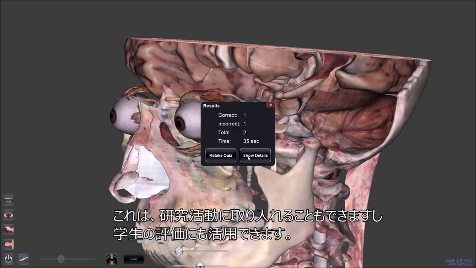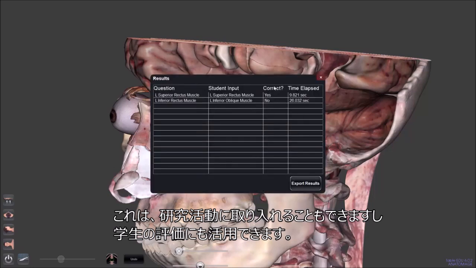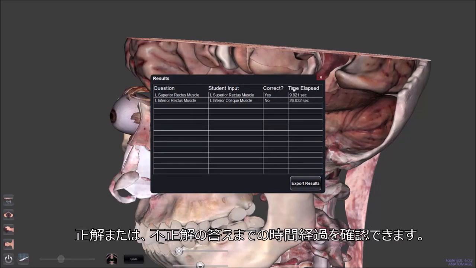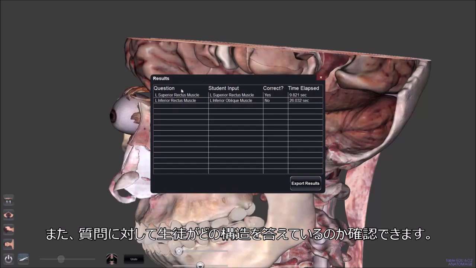Now, the best part about this is that you can actually run metrics. So you can see what kind of time has elapsed. You can record if a student has an answer correct or incorrect. And you'll also be able to see which structures the students are answering when they are prompted with a question. And then be able to export the results out at the end of the time.